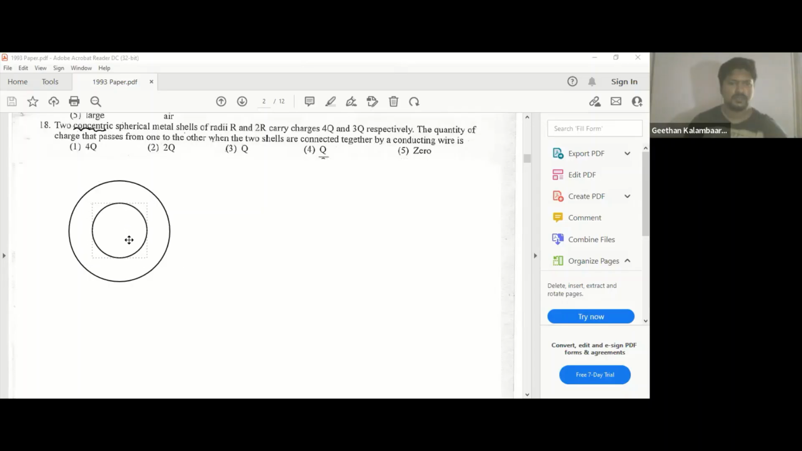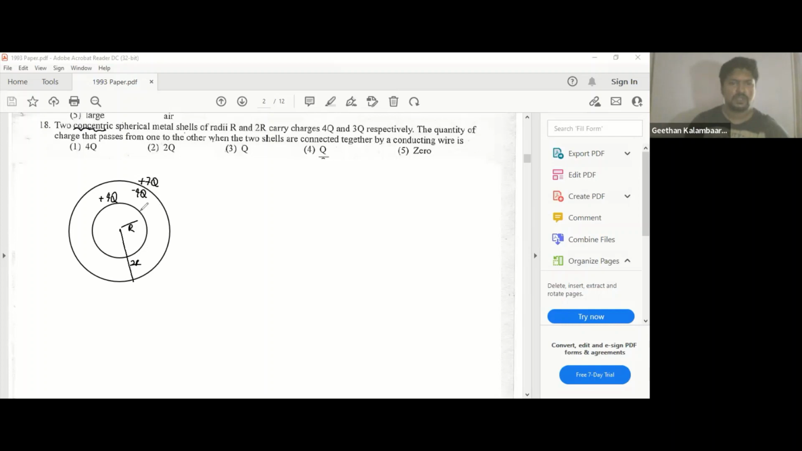We can consider that as concentric. So this one has a charge 4q, this one has a charge 3q. So it's a plus 4q here, so there has to be minus 4q on the inside surface in this one, but this shell anyway has a plus 3q, so outside there should be a plus 7q.